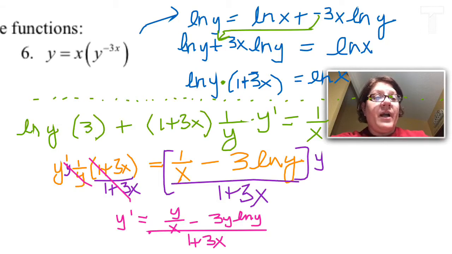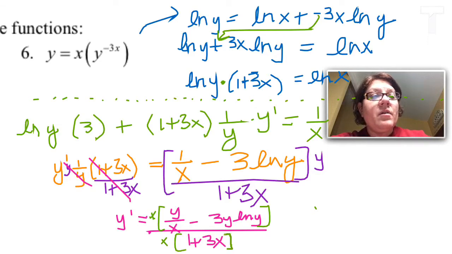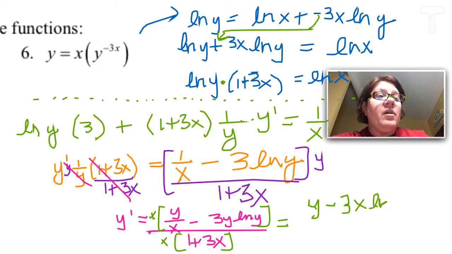And then if I don't want the fraction in the fraction, of course I can get rid of it by multiplying by x over x. So on top, I'll have y minus 3x natural log of y over x times 1 plus 3x.